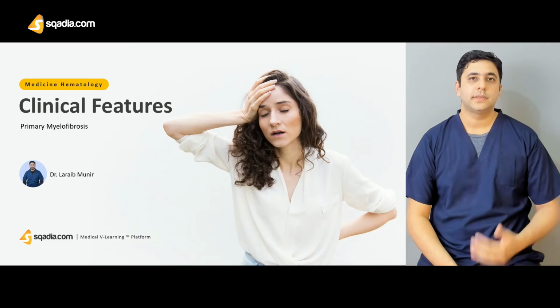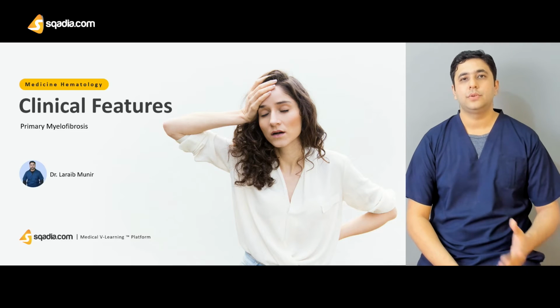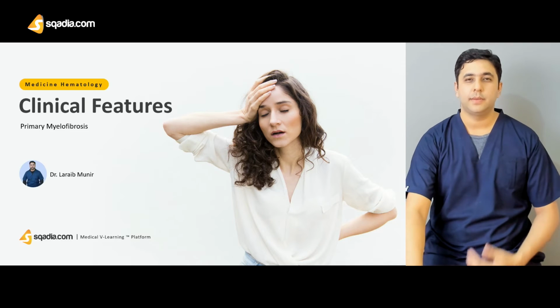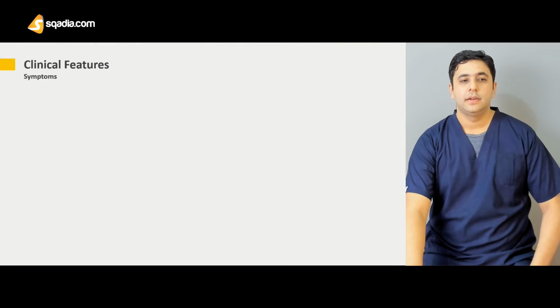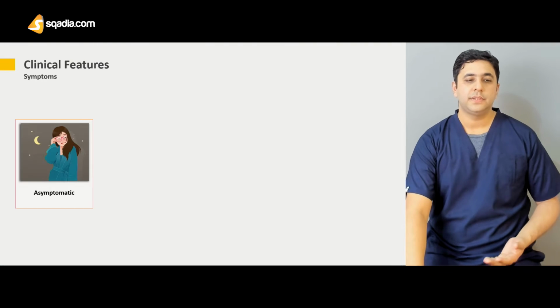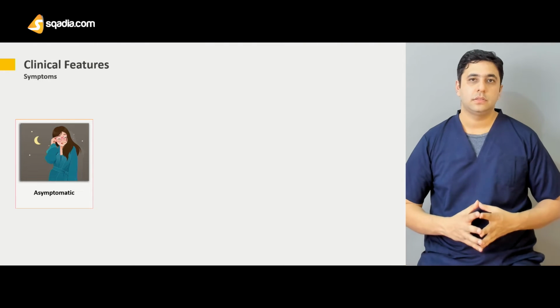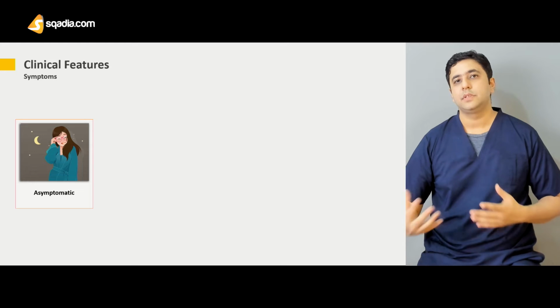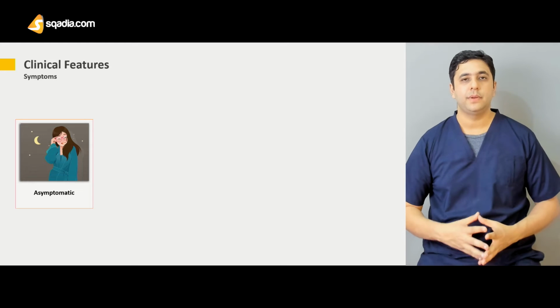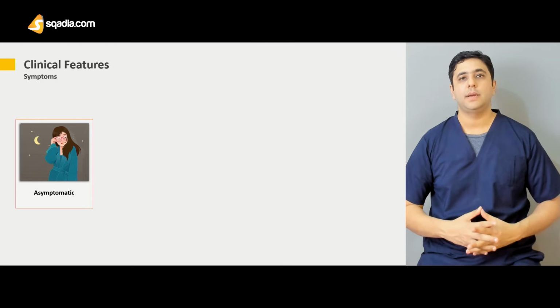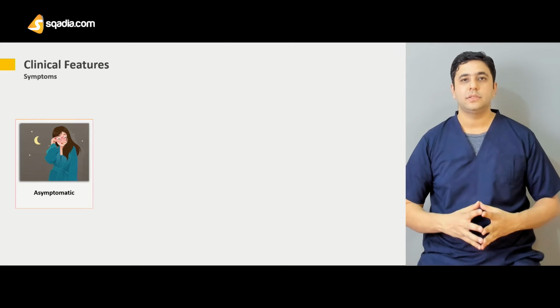Let's talk about certain clinical features which are common to primary myelofibrosis or the other types of myelofibrosis. The majority of the patients who present to us are asymptomatic. For example, they come for some other problem, and when you perform a regular blood screen, you can find these abnormalities. So the majority of the patients are asymptomatic.